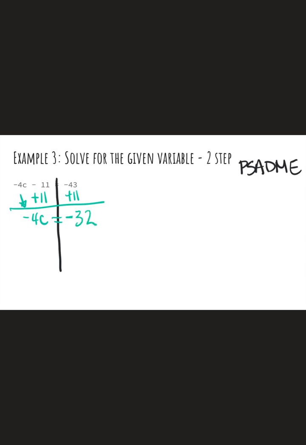The next thing that I'm going to do is now undo multiplication and division. So do I have any multiplication or division? I do. I'm multiplying by negative 4. So I'm going to divide everything on both sides by negative 4. My negative 4's cancel, so I get C equals a positive 8.